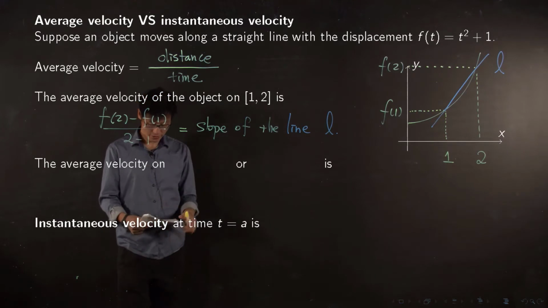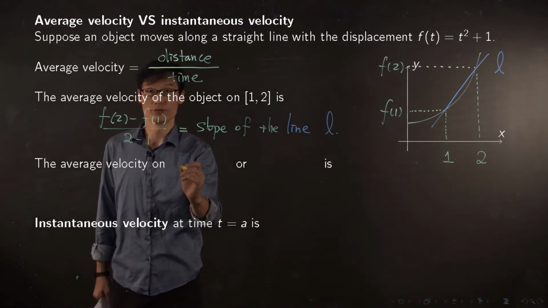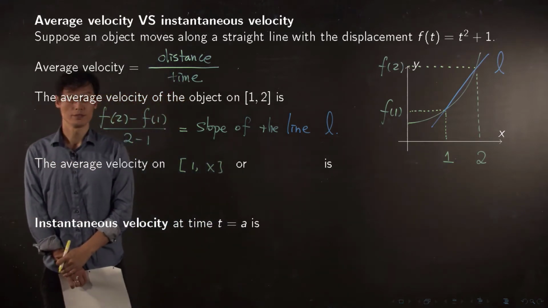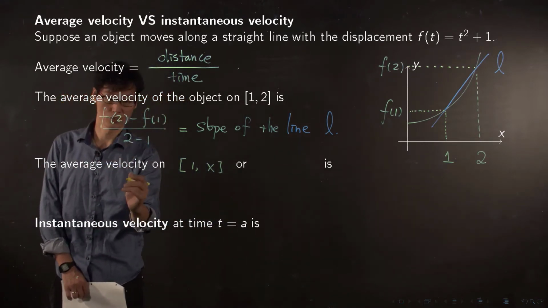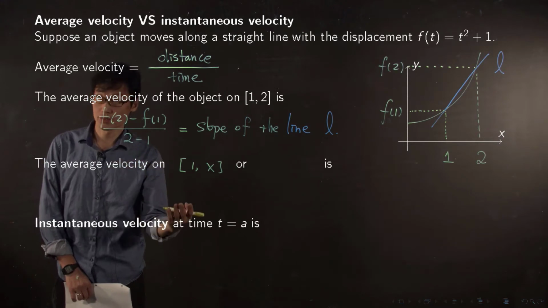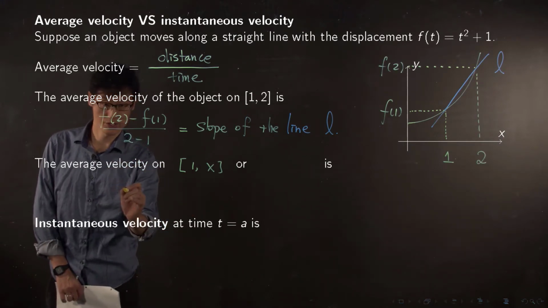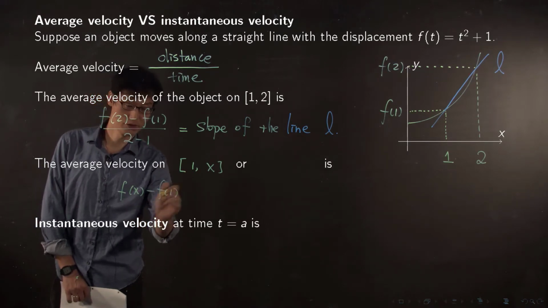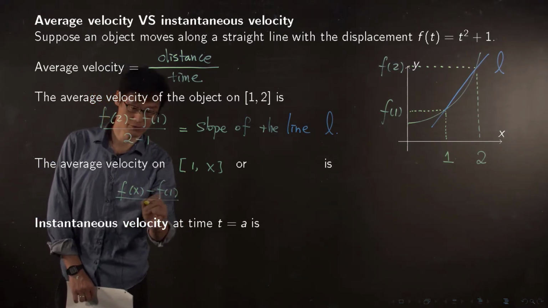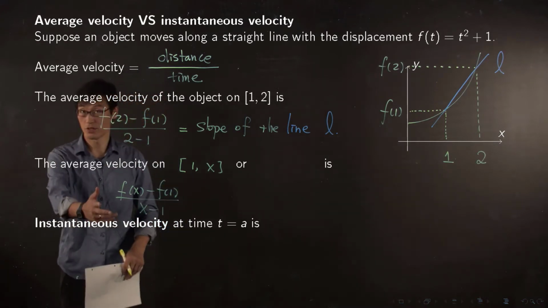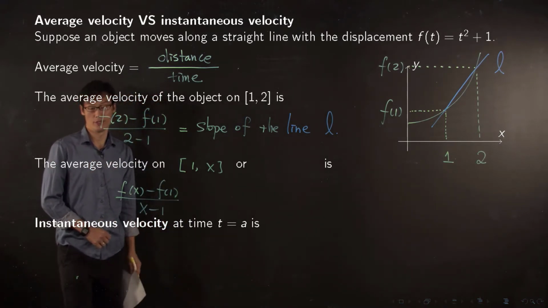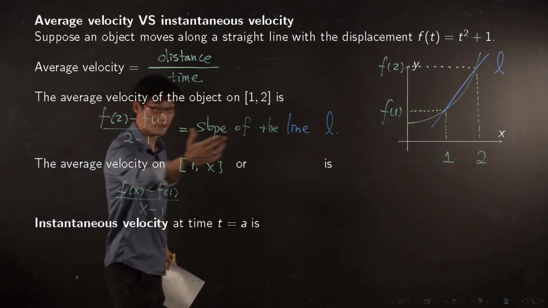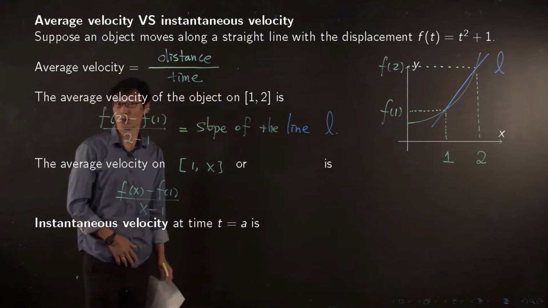So when you take interval from 1 to x, then the average velocity is quite similar. So the distance between 2 points is f of x minus f of 1 over time difference. Doesn't it look similar to the previous expression? The slope of the line joining 2 points P and Q.